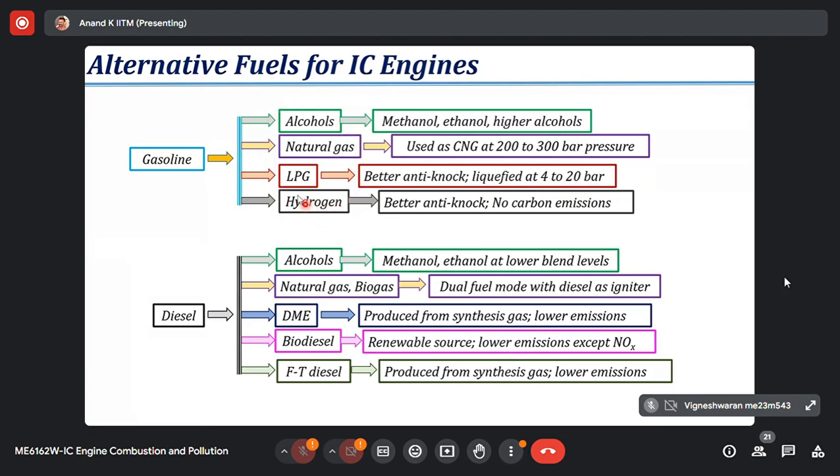On what basis have we chosen these as alternative fuels for gasoline? By looking at these fuels, can you comment on what is the common feature in all of them? And what are the fundamental characteristics already discussed in the very first chapter?